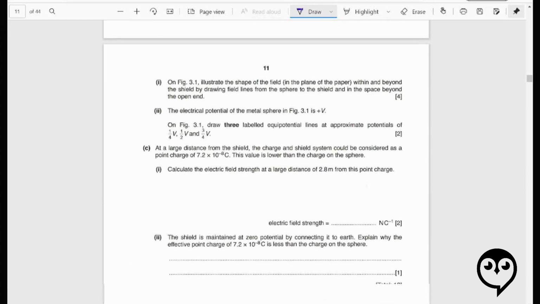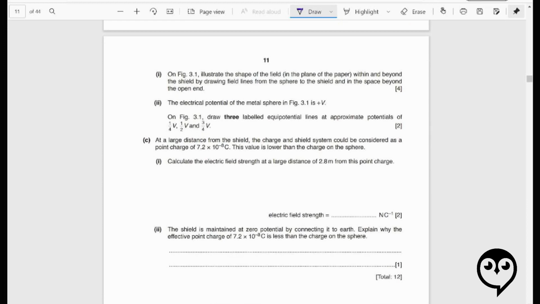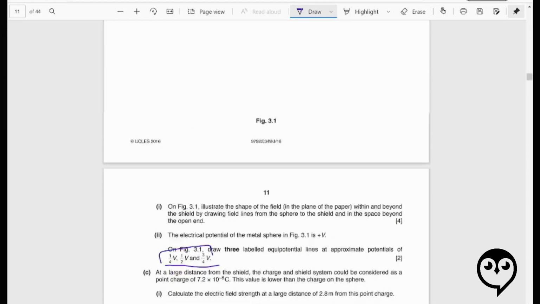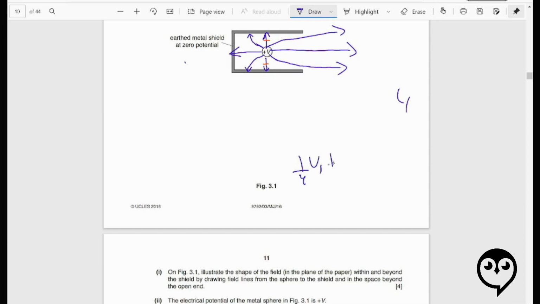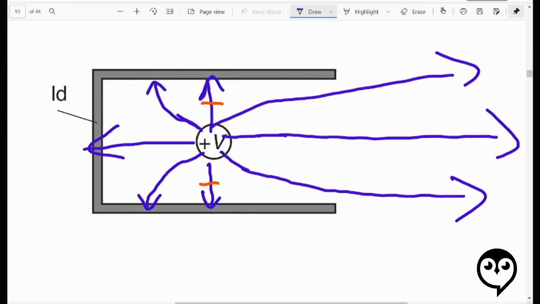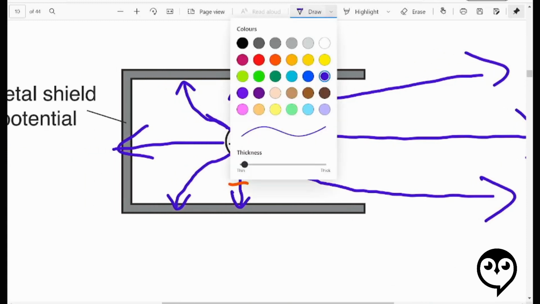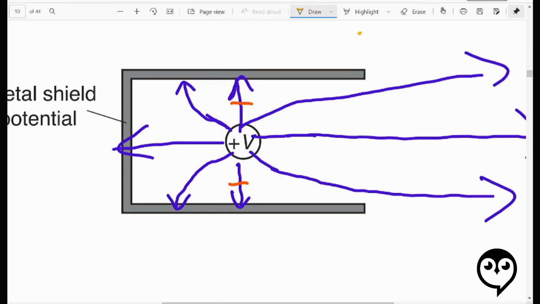Okay, and electric potential on the metal sphere is V. Draw 3 labeled equipotential lines, showing these values 1/4, 1/2, and 3/4. So 1/4, 1/2, and 3/4. Just to remind, they've really given you a small diagram to do this, haven't they? All right. Well, let's get on with the equipotentials.